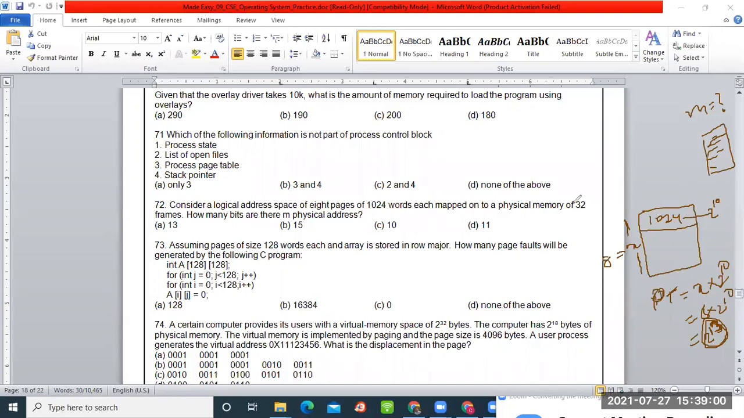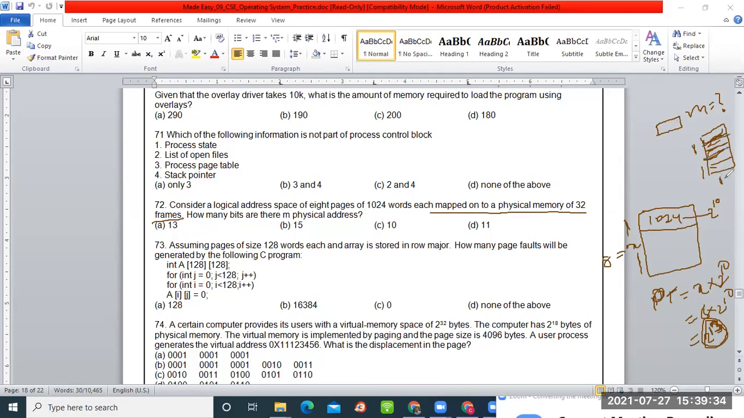Now what is given: each maps to the physical memory of 32 frames. Of these, pages map to the physical memory of 32 frames. Now if there are 32 frames, then how many frames are required? There are 32 sections in my frame.